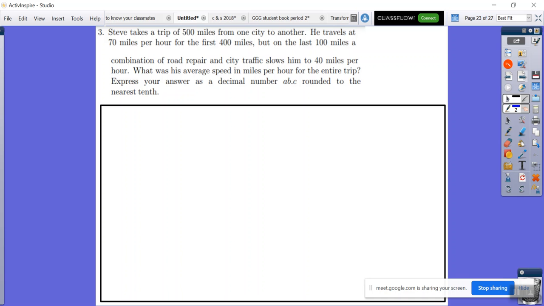All right, so Steve takes a trip 500 miles from one city to another. He travels at 70 miles per hour for the first 400 miles, but then the last 100 miles, there's a combination of road repair and city traffic that slows him to 40 miles per hour. What was his average speed in miles per hour for the entire trip? Express your answer as a decimal, A B point C, rounded to the nearest tenth.